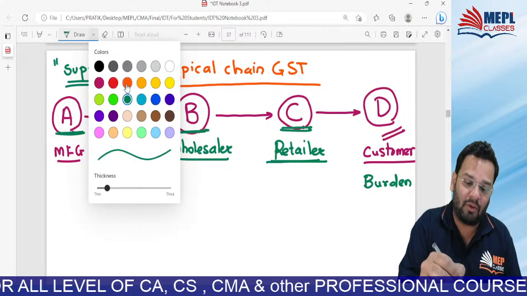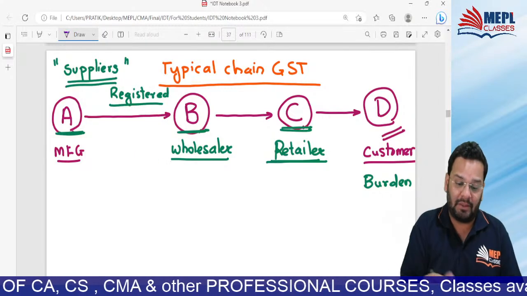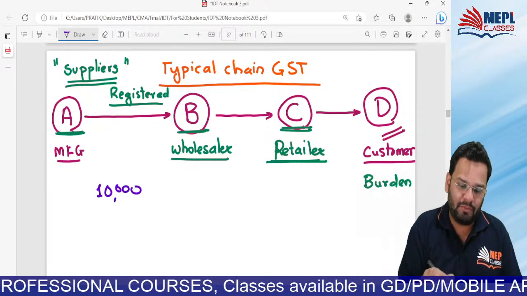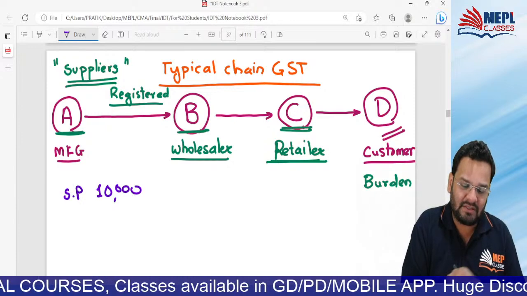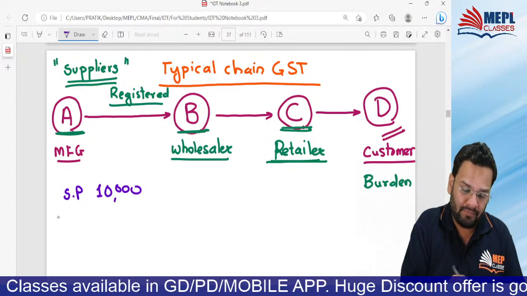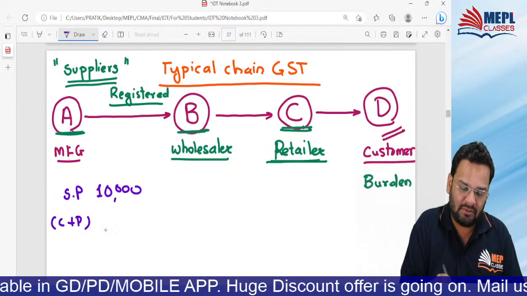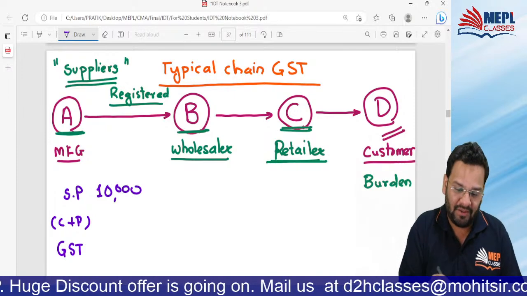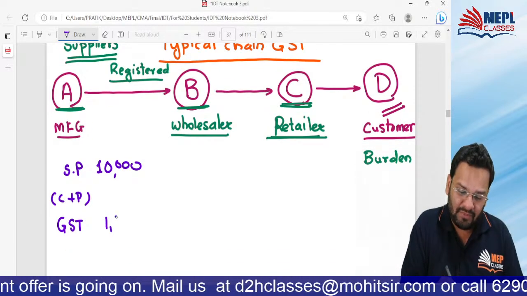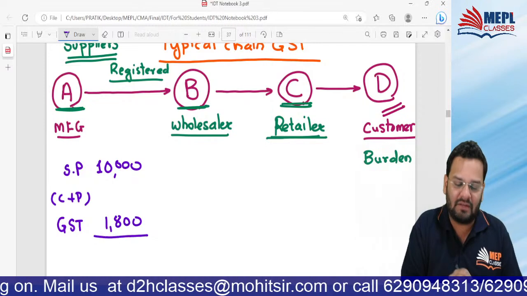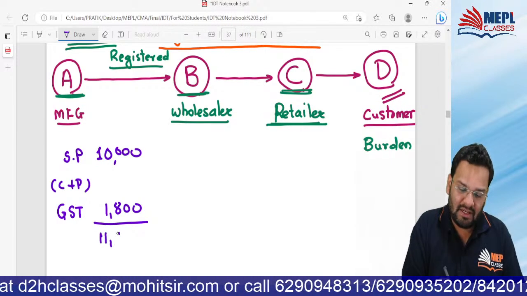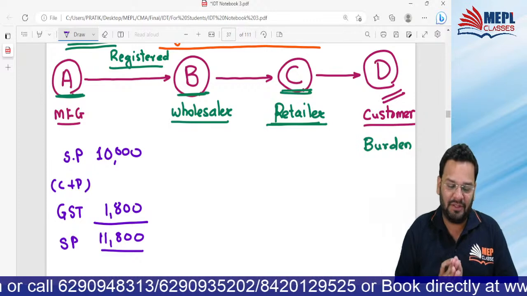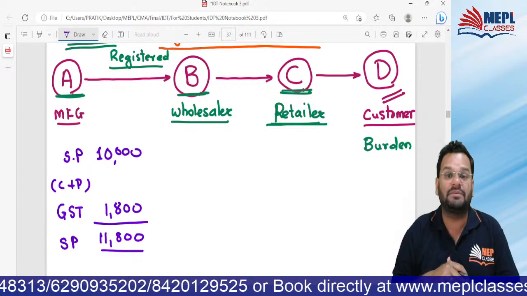Let's understand with the help of one simple illustration. A sells to B goods for 10,000 rupees. It could be any goods. Its selling price is 10,000. That means it has cost plus profit. Government says we want our GST on this. Say GST is at 18%. So government wants GST of 1,800 on this. That is, 11,800 will be the selling price. Do you agree with me?